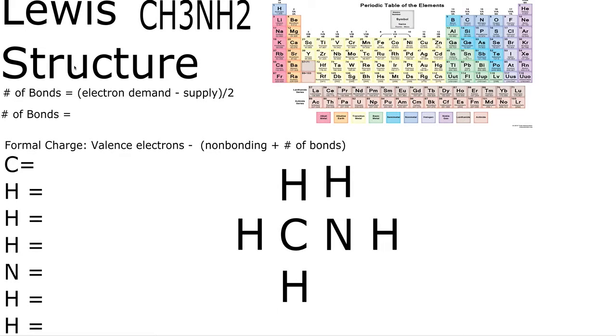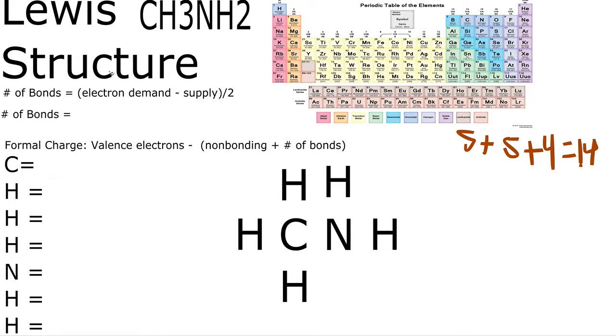Okay, we'll be constructing the Lewis structure for methylamine. First off, let's figure out how many valence electrons each of these atoms contribute to the molecule. So we have 1, 2, 3, 4, 5 hydrogens, so that's 5, plus nitrogen is in group 5, so that's plus another 5. Carbon is in group 14, so it's plus 4, and that'll be a total of 14 valence electrons.